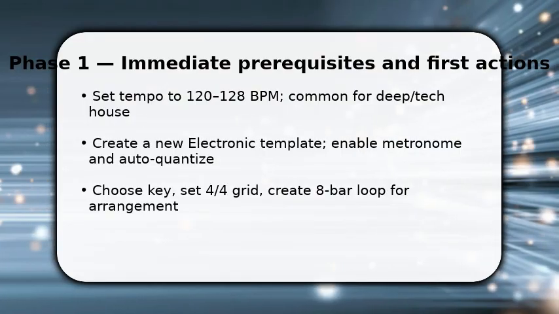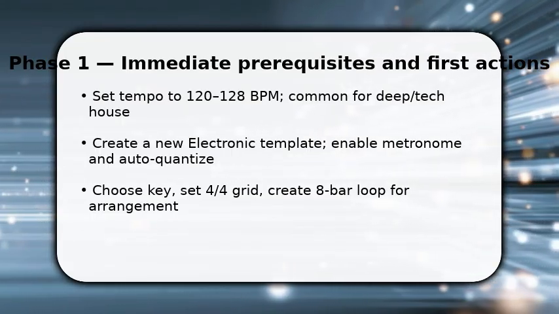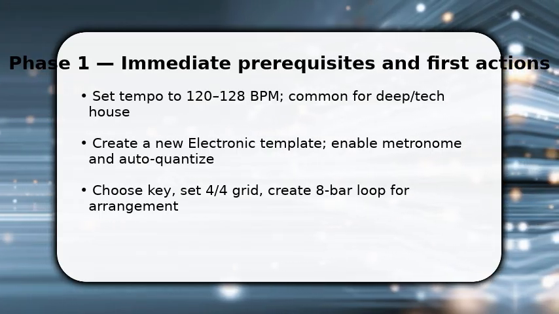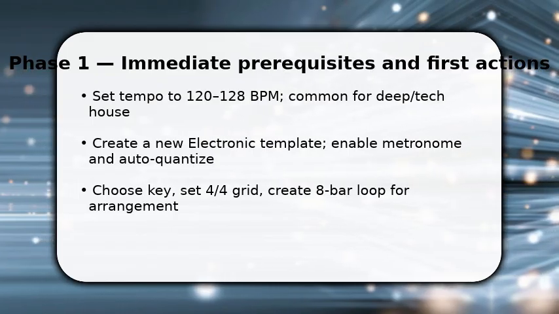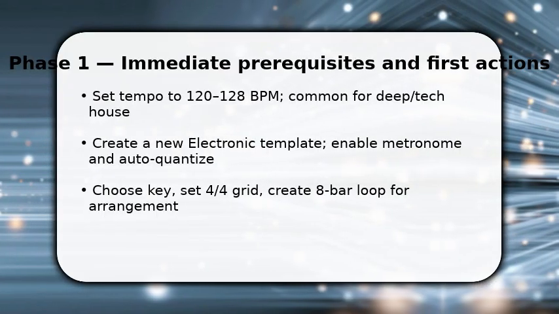You start by setting tempo and foundation. Set the BPM to 120-128 because house sits in that groove. Choose a 4/4 grid and an 8-bar loop to lock ideas. Create a new electronic template, enable metronome, and turn on auto-quantize so clips align.